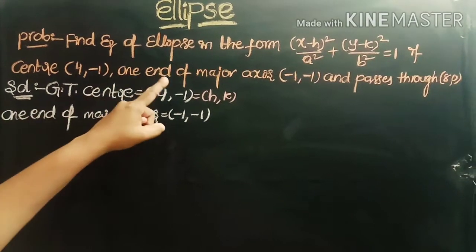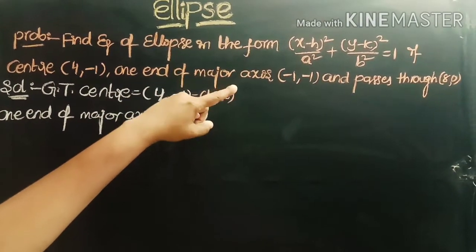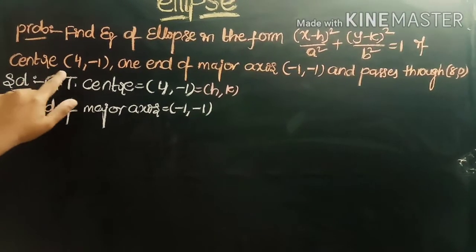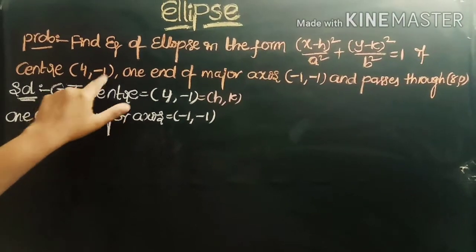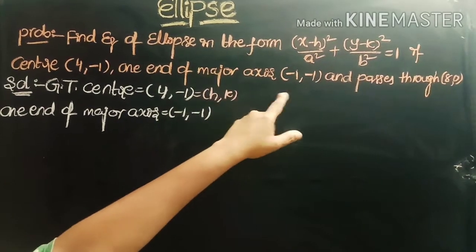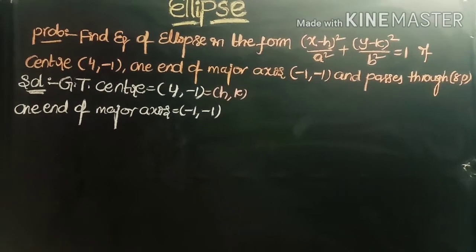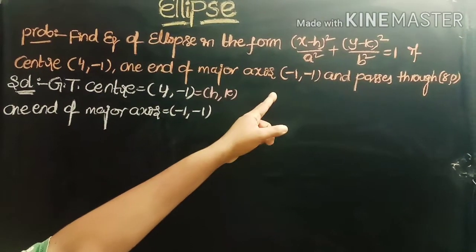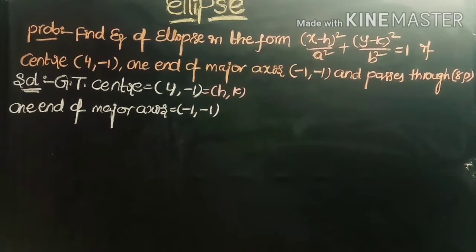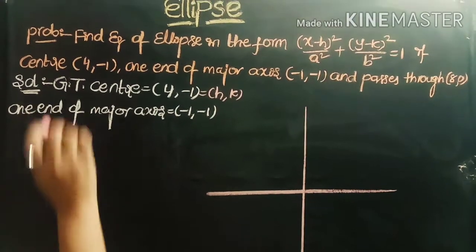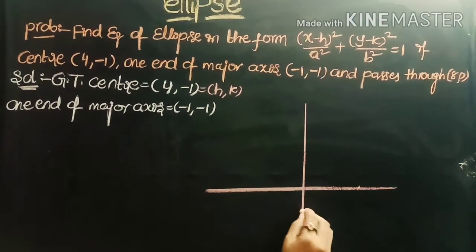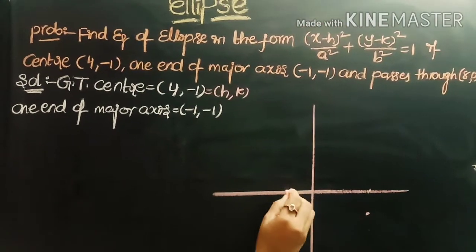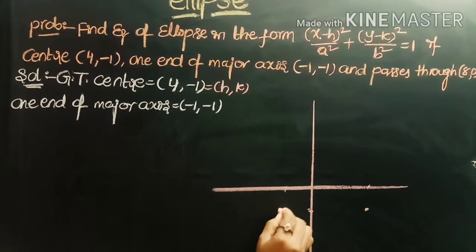Next problem: find the equation of the ellipse in the form (x minus h) whole square by a square plus (y minus k) whole square by b square is equal to 1, if the center is (4, minus 1), one end of the major axis is (minus 1, minus 1), and passing through the point (8, 0). So given that the center is (4, minus 1), one end of the major axis is given. By using those two values for the axis, the first point is (4, minus 1). This is the first point. And the second point is (minus 1, minus 1). This is the second point.